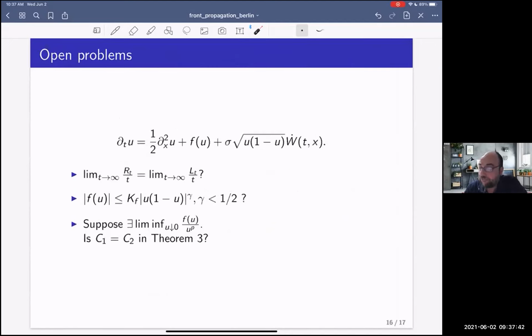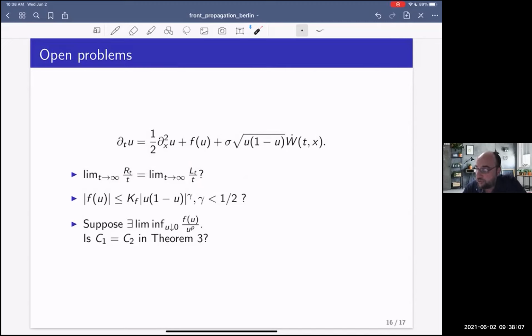So unfortunately, whenever f is not in the KPP class, and even for some cases in the KPP class, we don't know the RT over T. The left edge of the support has the same speed of propagation as the right edge of the support. This is an open question, which we believe to be true, but it has to be verified.